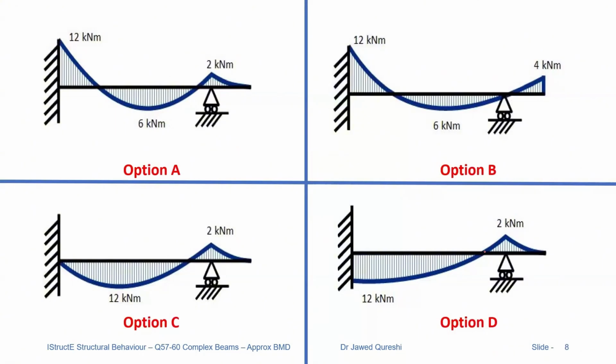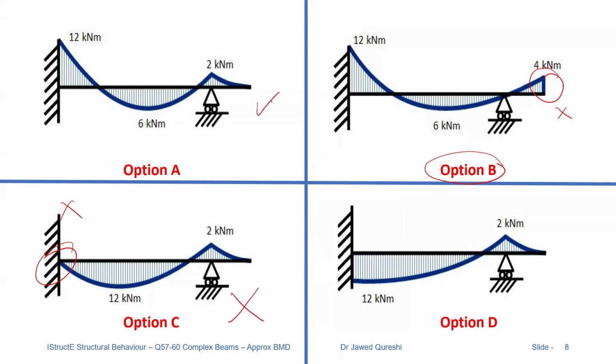Again, assessing these options, option B is not possible because here we have a moment. This is not possible at all because it's a free end. At a free end, moment cannot develop. Secondly, option C is not possible as well. I'm using the process of elimination to come up with the answer. This is not possible as well because you have 0 moment over here. That leaves option D and option A.